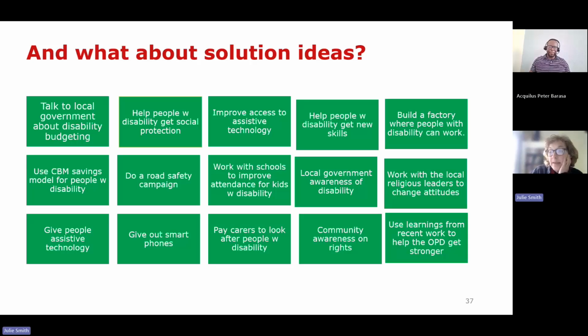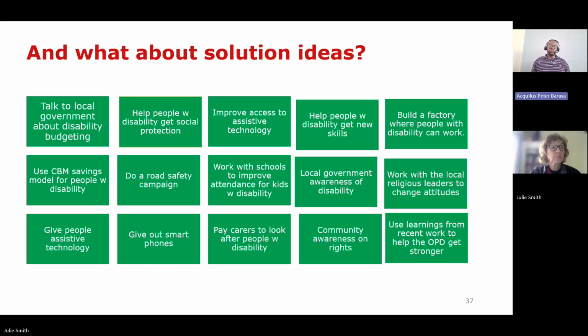What else? Make local government more aware of disability, work with religious leaders, help people get assistive technology, give out smartphones, pay carers to look after people with disabilities, get more community awareness on disability rights, use learnings from recent work in other projects to help the OPD get stronger.